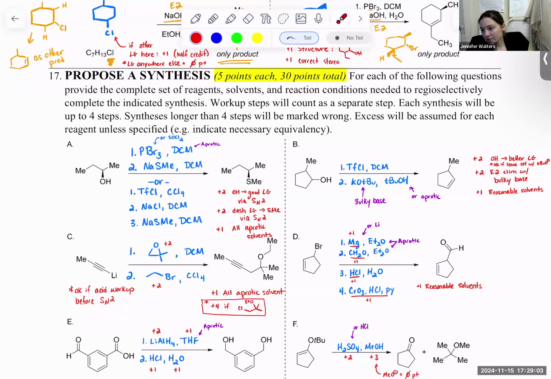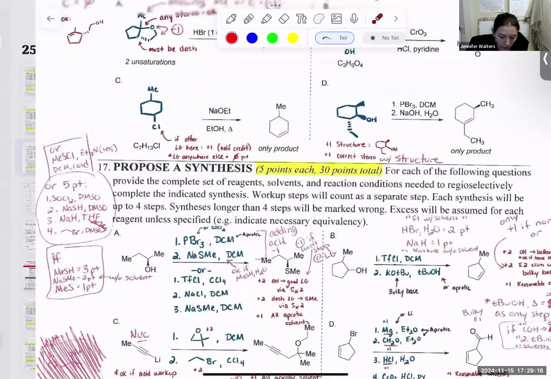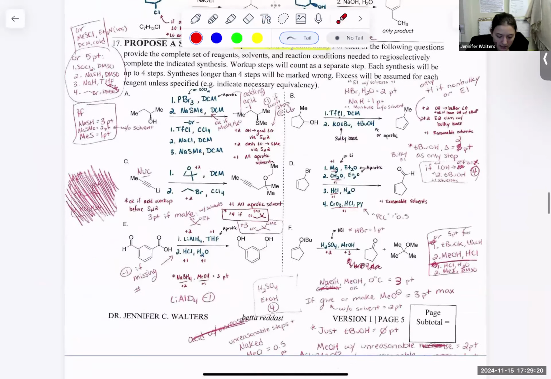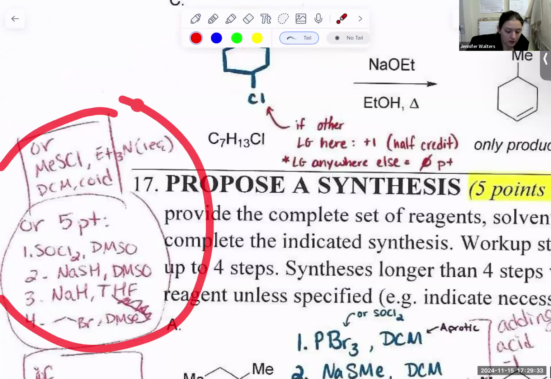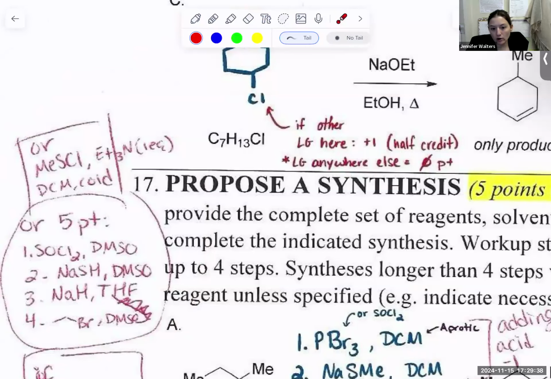Question 17, our syntheses. Yay. So for the syntheses, I graded this section, and you can see on the actual annotated answer key and grading rubric that this is a hot mess. That's because if you were right, I still gave you full credit, even if it was not the answer that I thought of. For example, these conditions also worked. If you were correct, then you still received full credit.